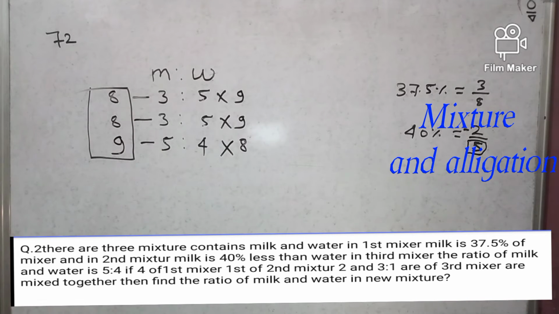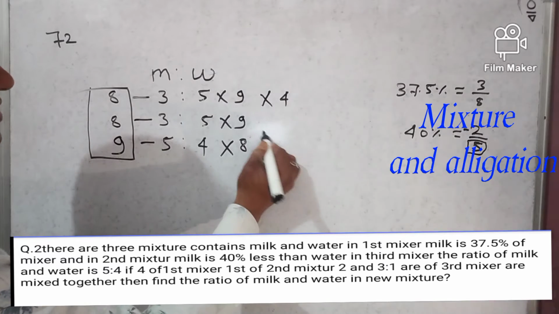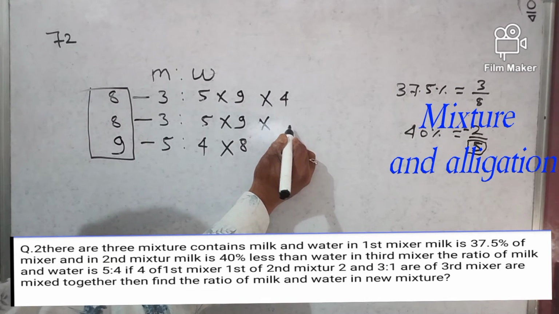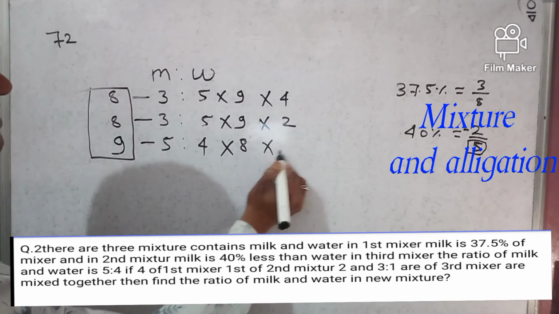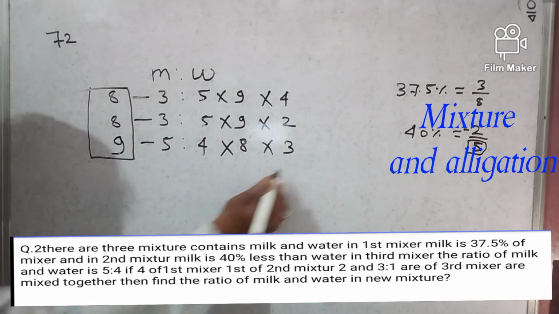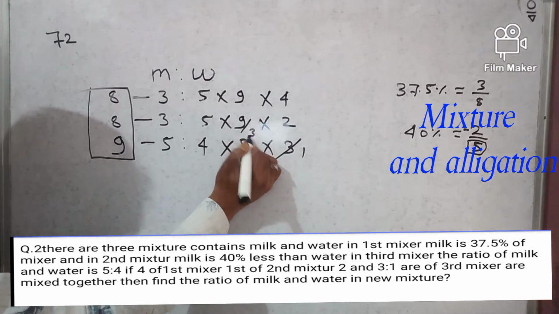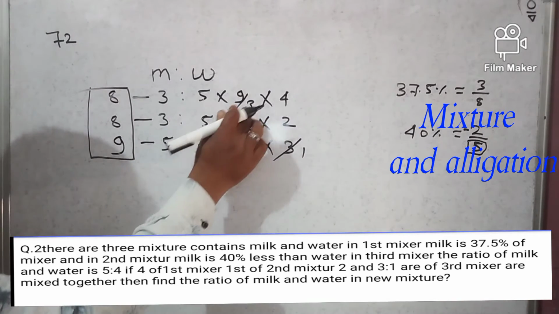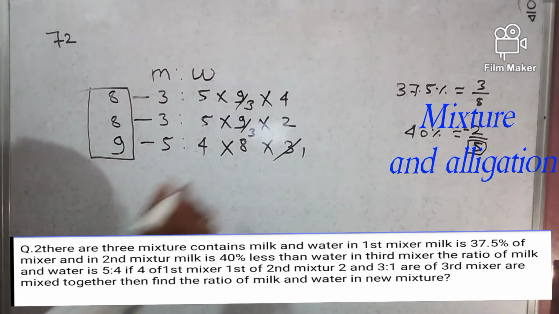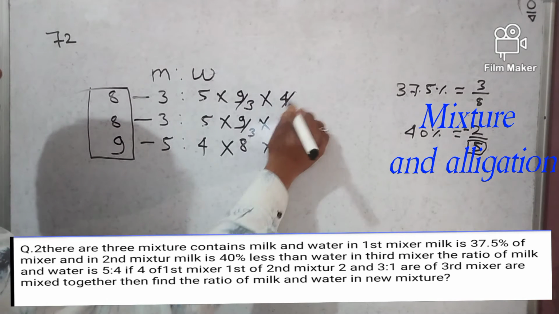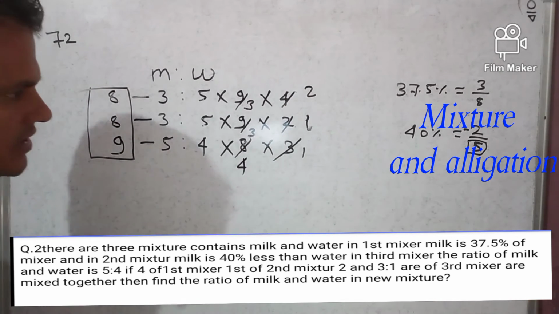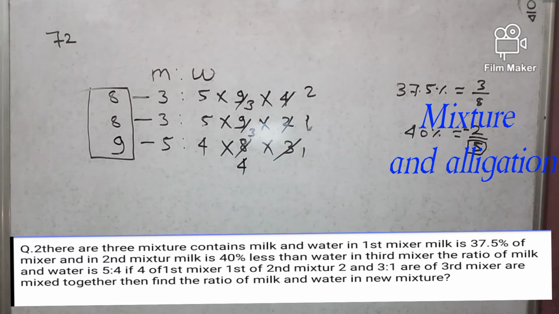Now mix in the first container 4, second container 2 and third container 3. So 3 ones are 3, 3 threes are 9, and again 3 threes are 9, 3 fours are 12. Then 2 ones are 2, 2 twos are 4 and 2 fours are 8. Now observe here, no more cancellation.